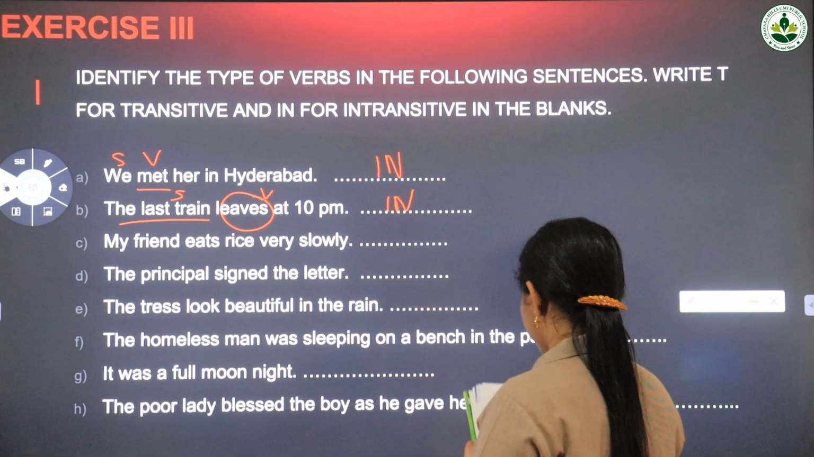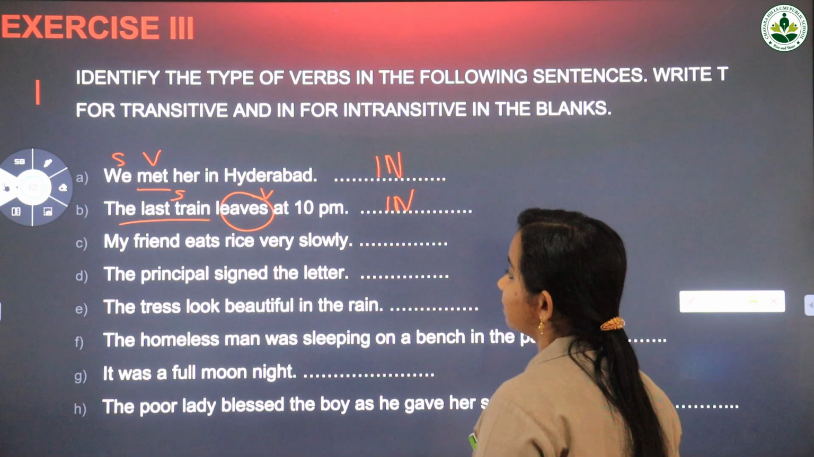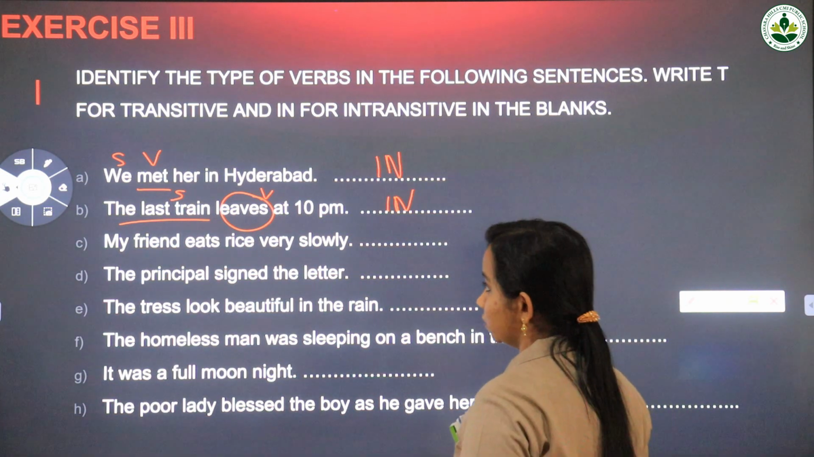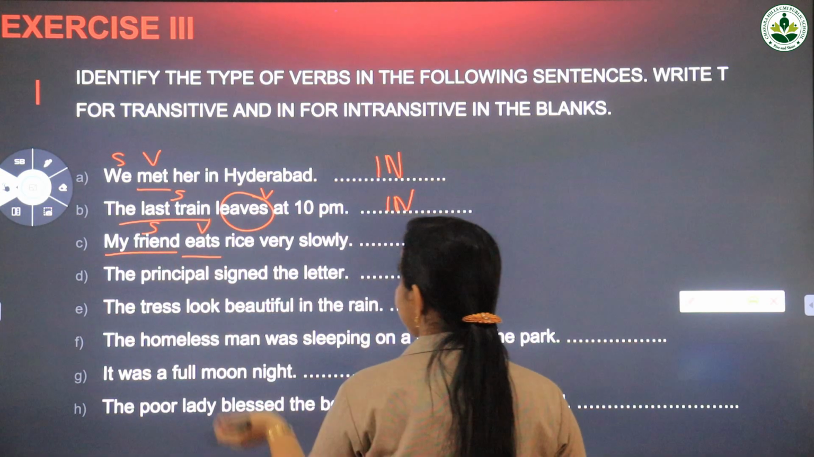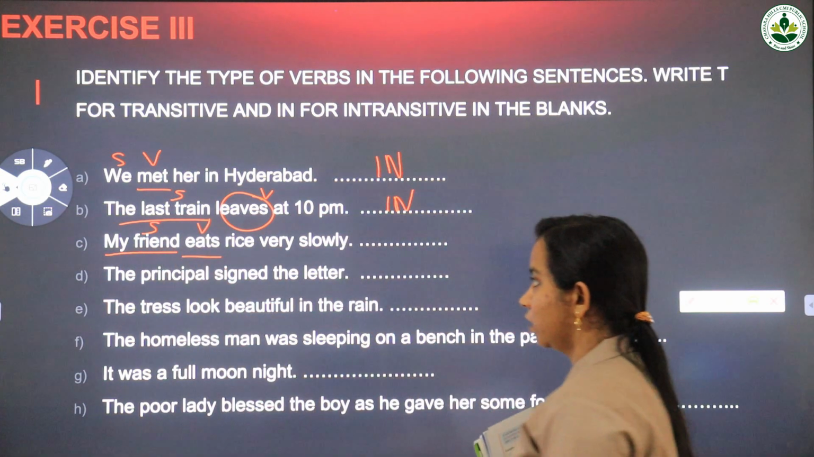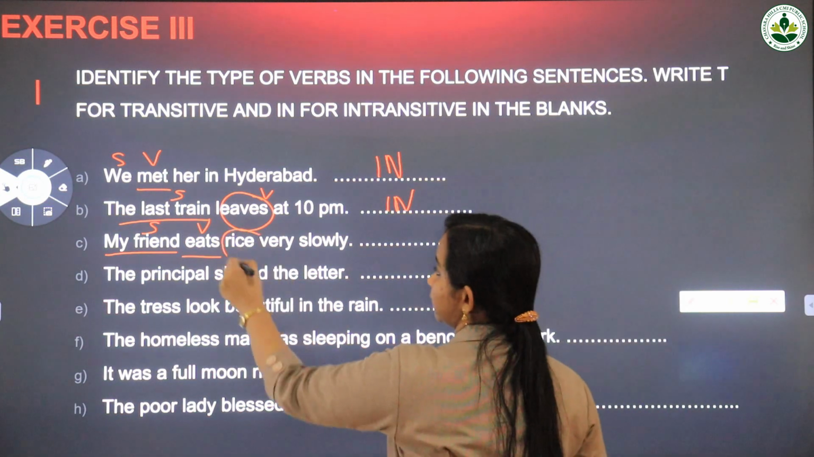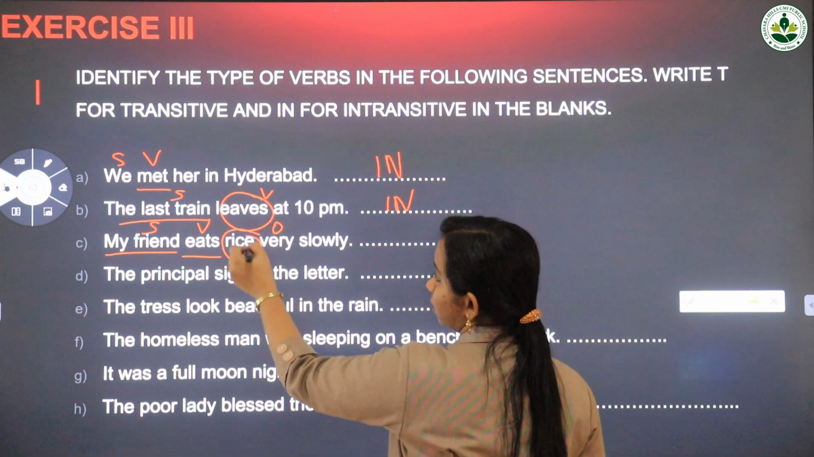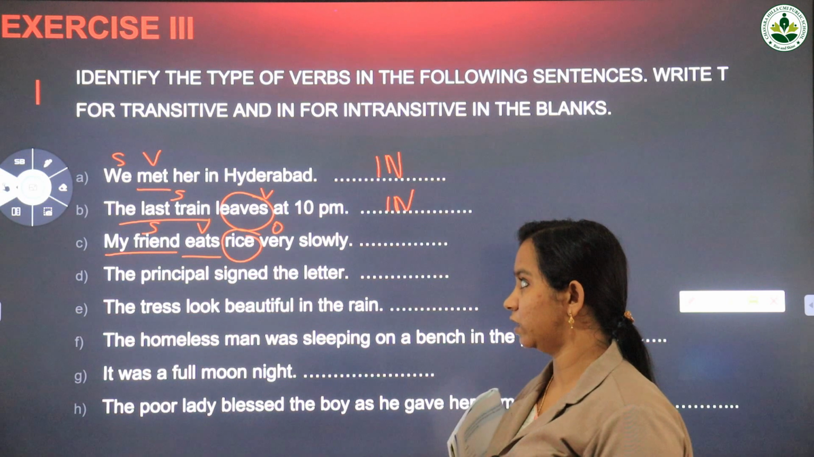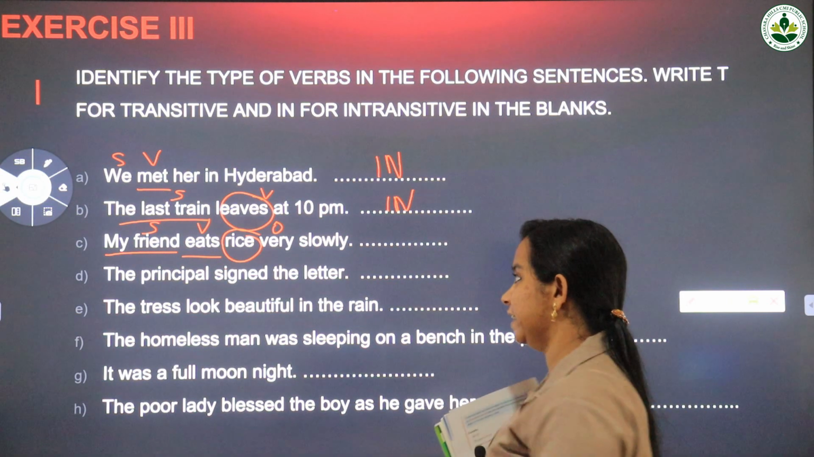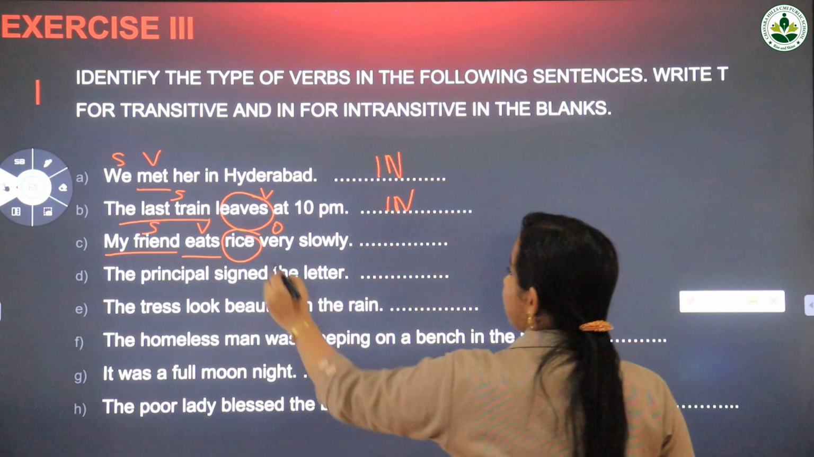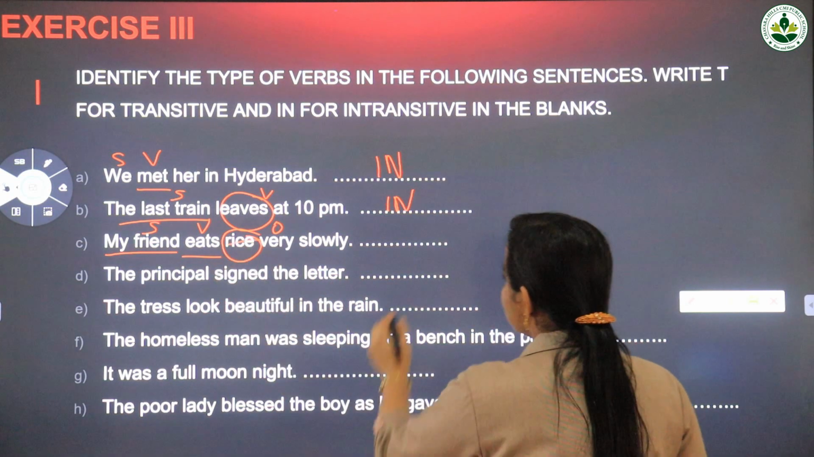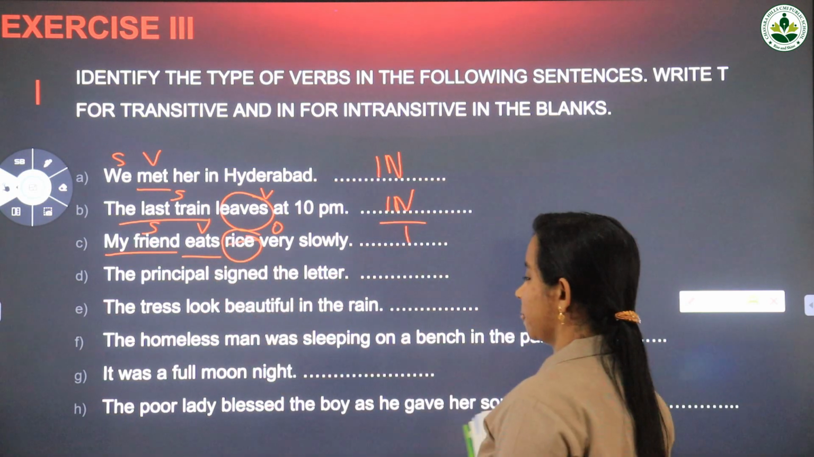Now moving on to the next one. My friend eats rice very slowly. So my friend is the subject, eats is the verb. Now, eats what? Rice. If you don't have the object here, my friend eats very slowly. But what does he eat very slowly? So the object is necessary. If we cut the rice, the meaning is incomplete. So it is called a transitive verb.